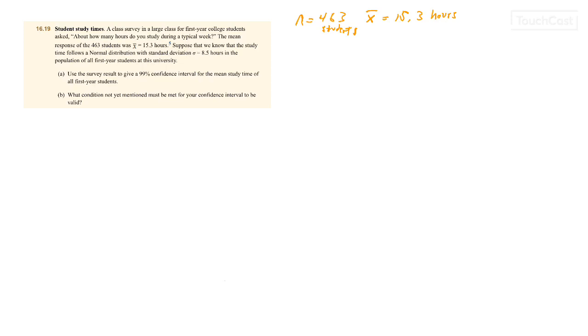Suppose that we know that the study time follows a normal distribution. So that lets us plot this, excuse my curved lines here, as a normal distribution. And it says a standard deviation of 8.5 hours. So our standard deviation is 8.5 hours, and that is for the population of all first-year students at this university.